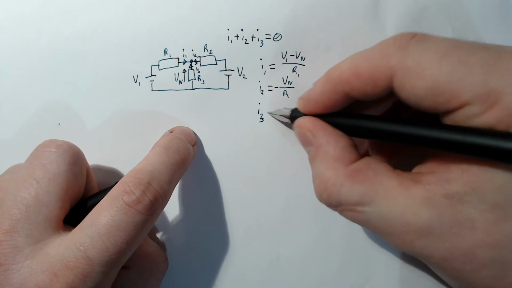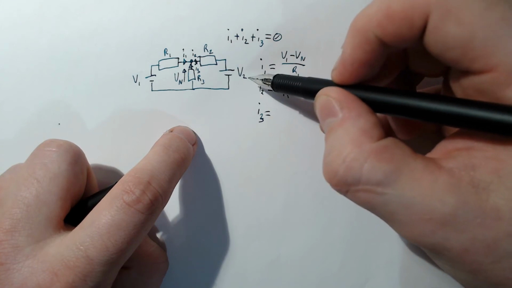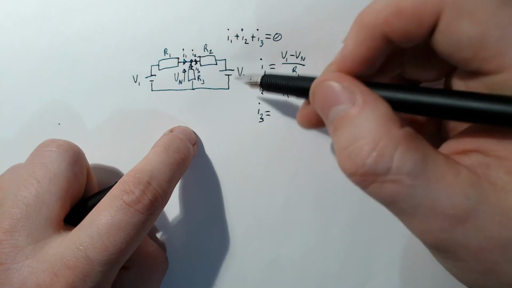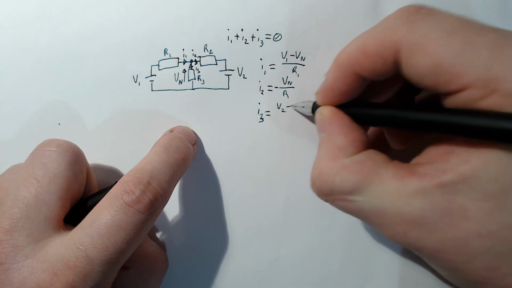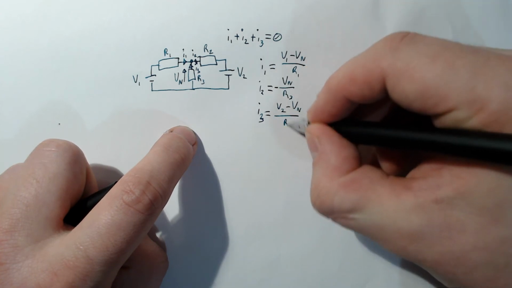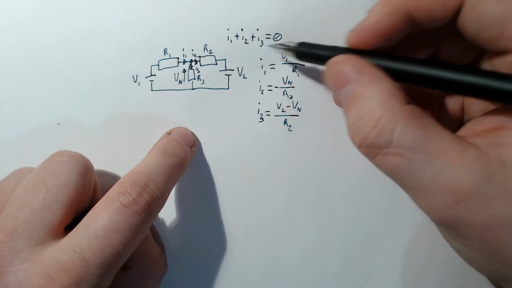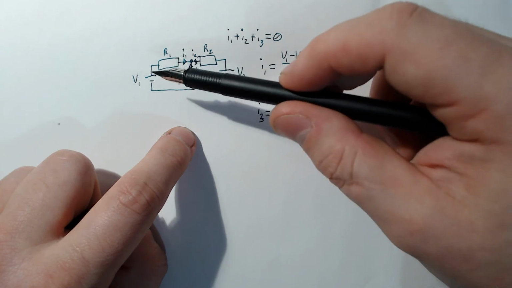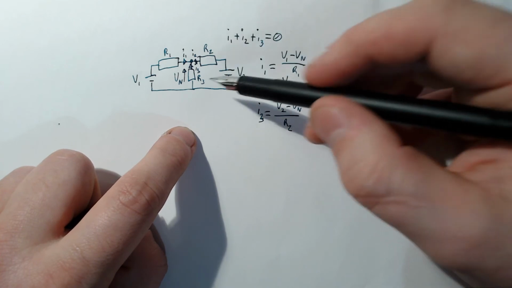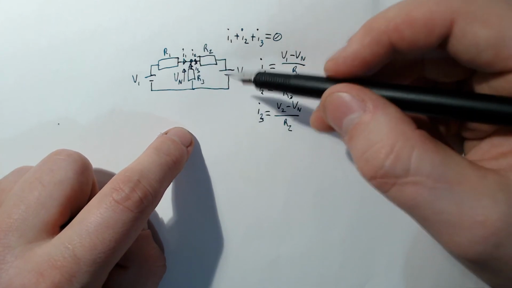I3 now equals, and we'll be careful about the sign again, so if V2 is higher than Vn, current will flow that way, because current wants to flow downhill, therefore V2 minus Vn over R2. And to solve this circuit, we're assuming that V1, R1, R3, R2, V2 are all given, and we want to know Vn, because from Vn we can find any of these currents, and we know everything about this circuit.